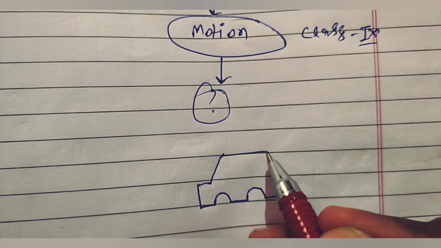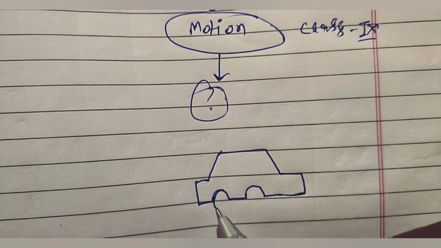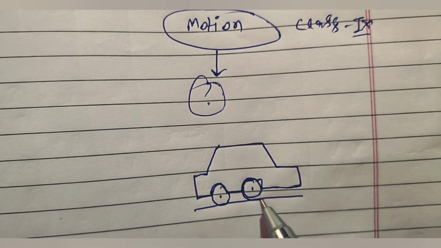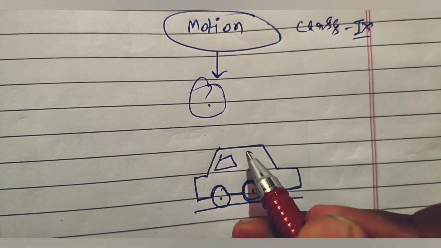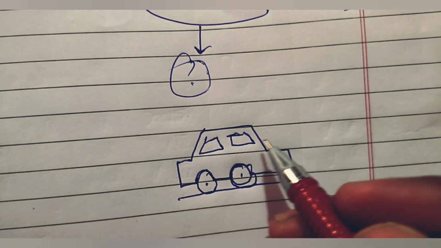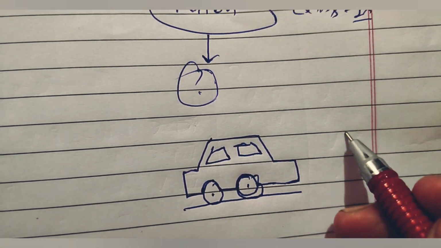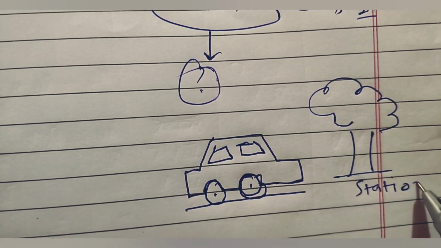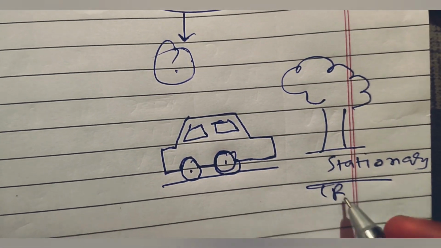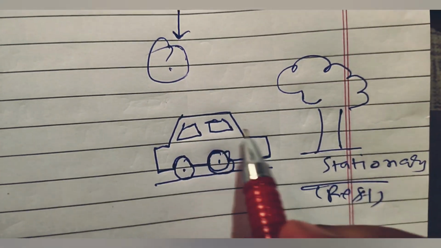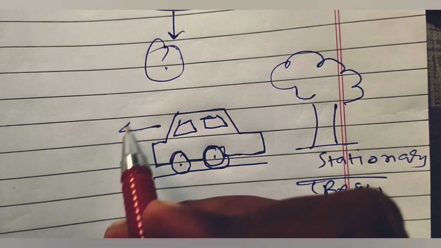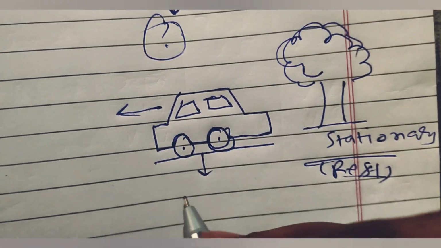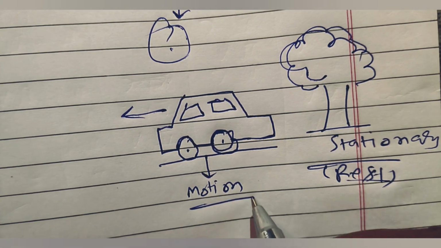Here, this is a car and it is moving. Now if I mention that whoever is inside this car is in motion with respect to a tree which is stationary, with respect to a tree which is at rest, then we can say that this car is in motion.